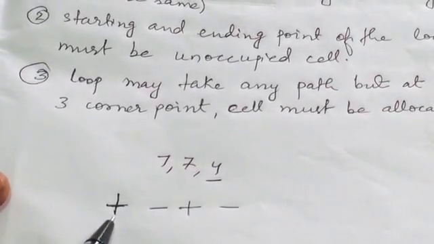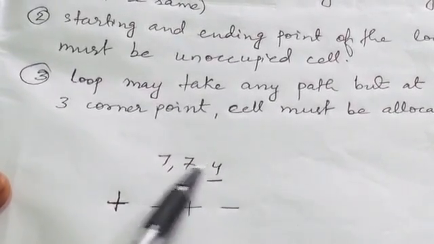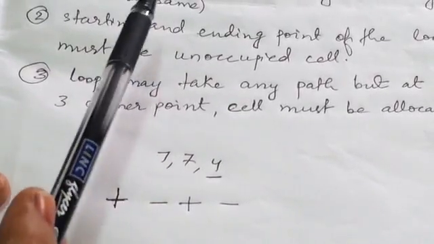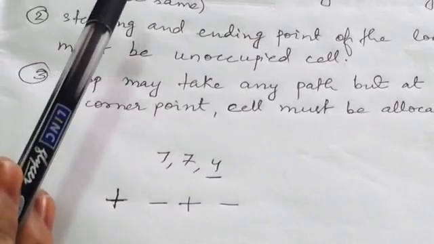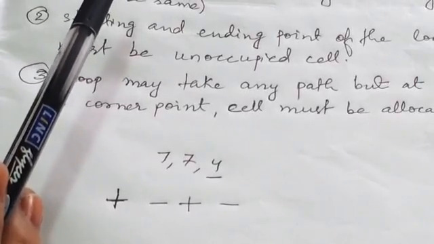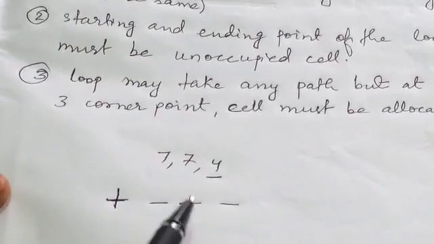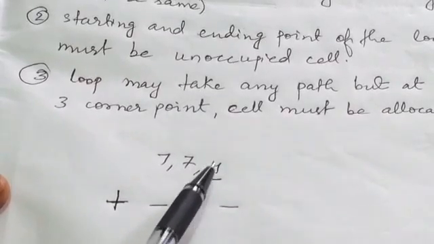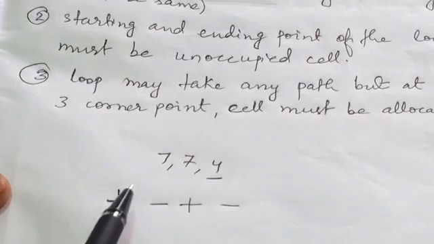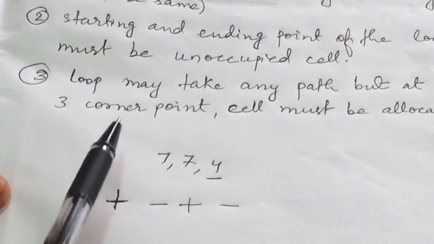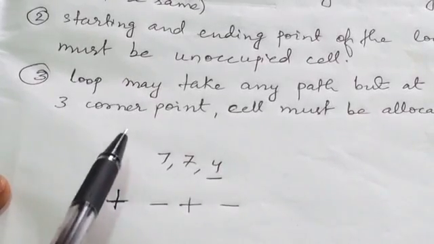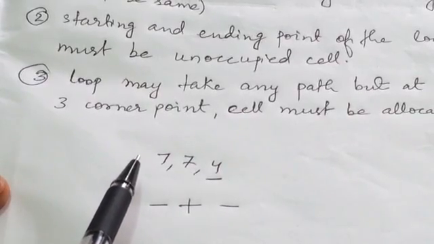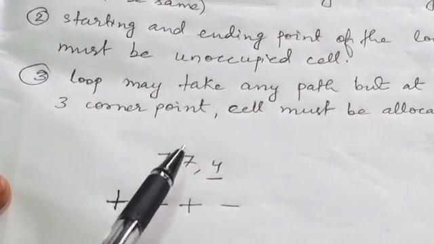What we have to add or subtract? We have to add the smallest value among these three corner points, the allocated corner values. We are choosing from there, and there it is 7, 7 and 4. So you have to choose the smallest among them. Smallest is 4. Now what you have to do? You have to add 4 at the beginning point, and alternately you have to subtract 4, then again you have to add 4, and then again you have to subtract 4.